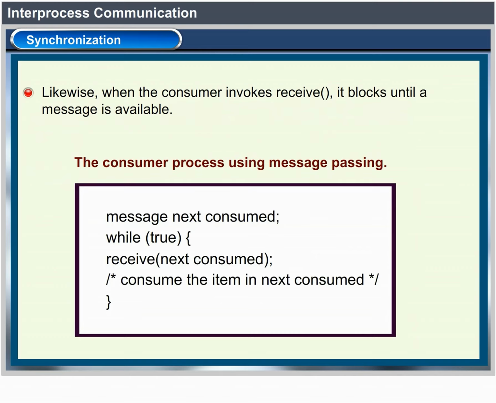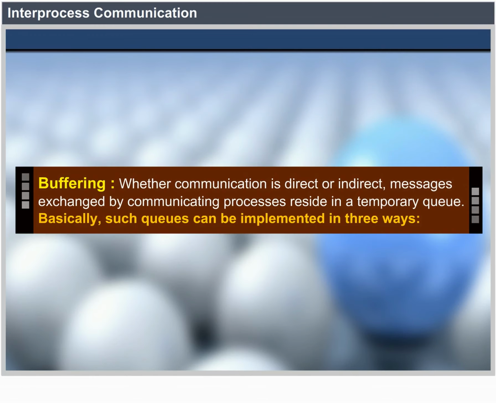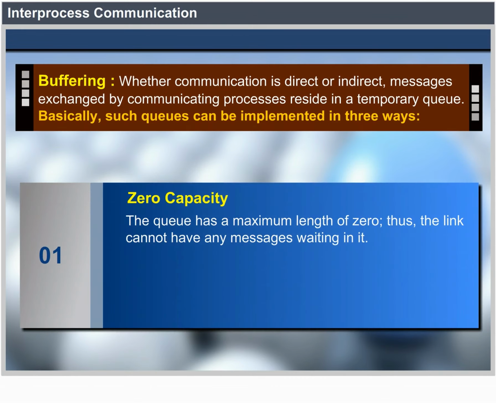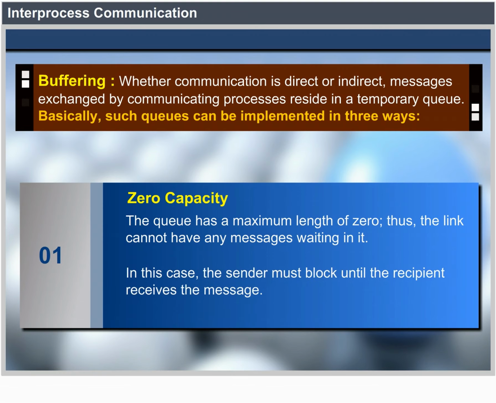Buffering. Whether communication is direct or indirect, messages exchanged by communicating processes reside in a temporary queue. Basically, such queues can be implemented in three ways. Zero capacity: the queue has a maximum length of 0, thus, the link cannot have any messages waiting in it. In this case, the sender must block until the recipient receives the message.